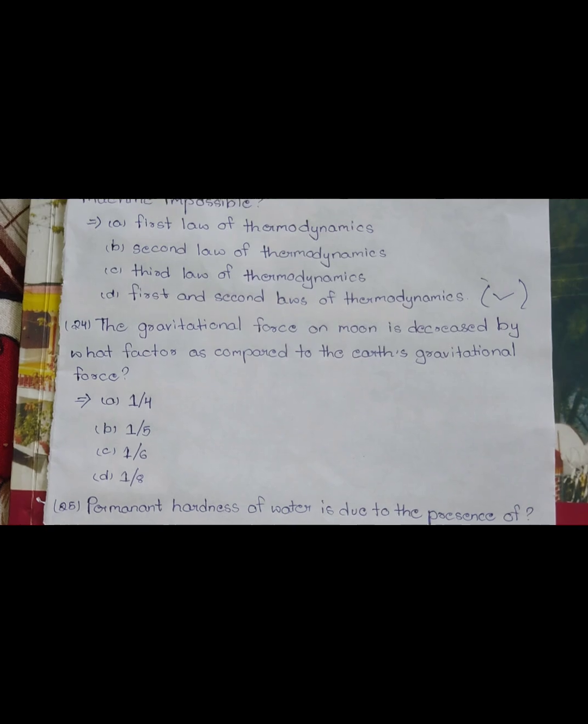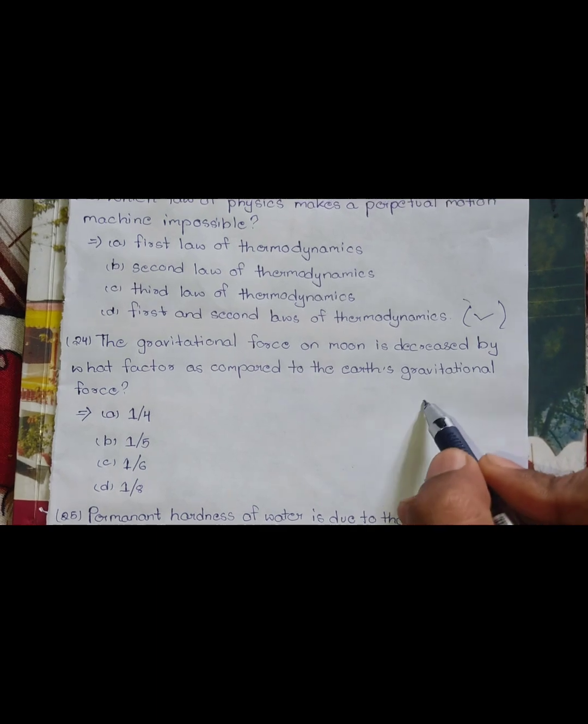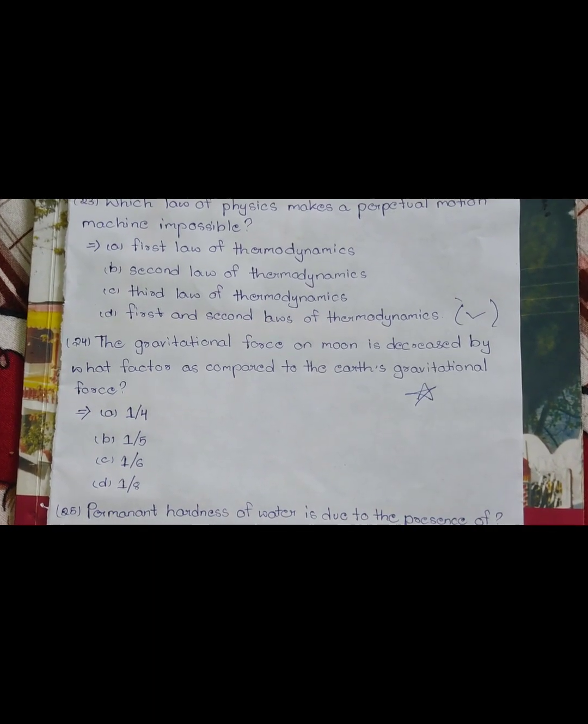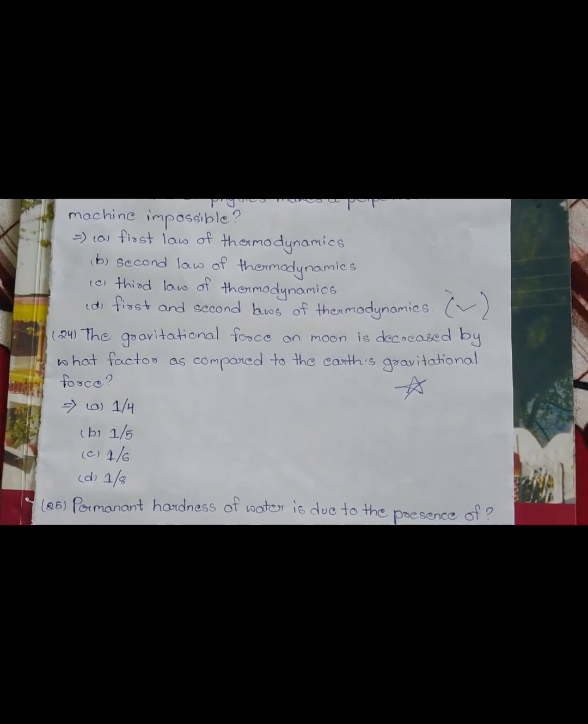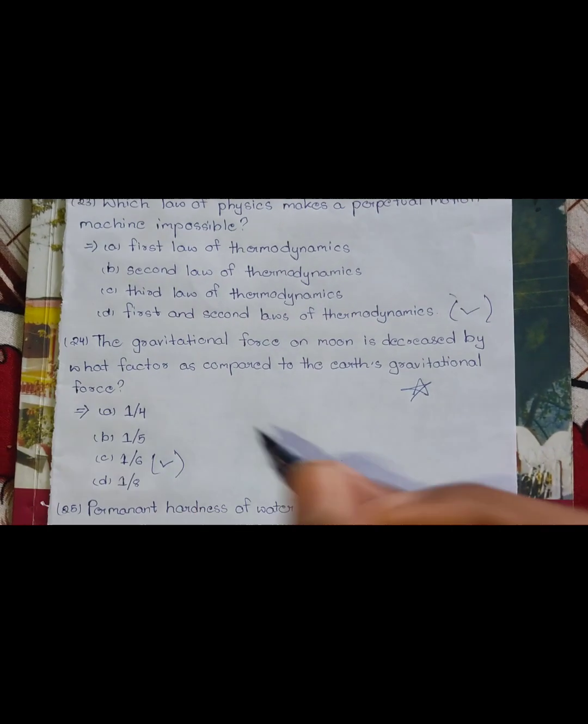Next question. The gravitational force on the moon is decreased by what factor as compared to the Earth's gravitational force? This is also one of the most important questions for this set, so please note it down or take a screenshot. Option A, 1 by 4. Option B, 1 by 5. Option C, 1 by 6. Option D, 1 by 8. So the right answer is option C, 1 by 6. Next question.